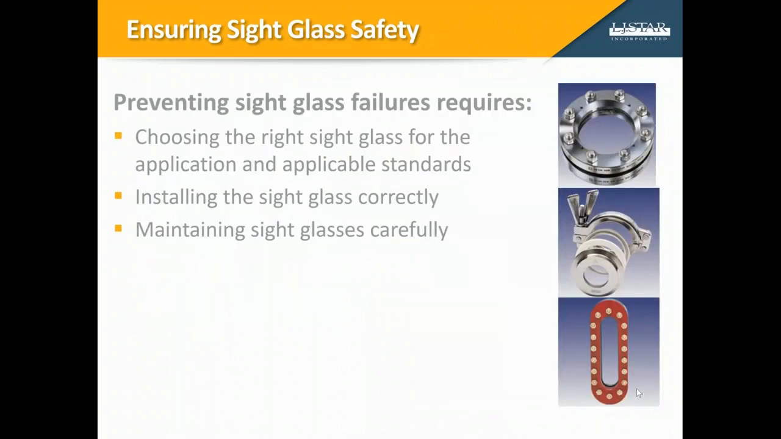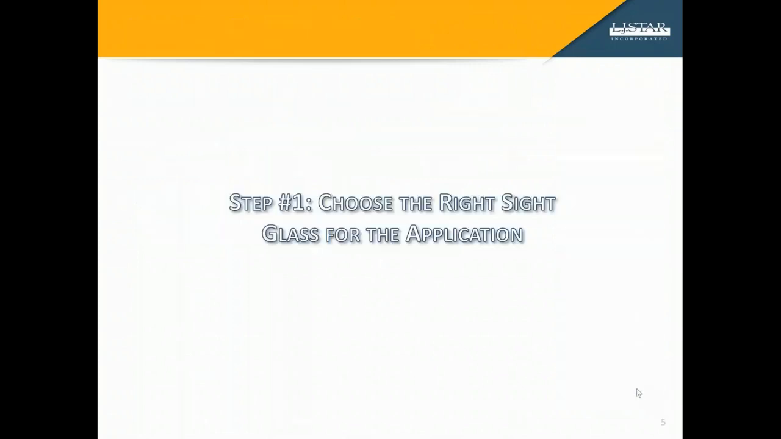There are 3 main steps to ensuring sight glass safety. Number 1, choosing the right sight glass for the application and application standards. 2, installing the sight glass properly. And 3, routinely and carefully maintaining sight glasses. Let's take a look at step 1, choosing the right sight glass for the application.